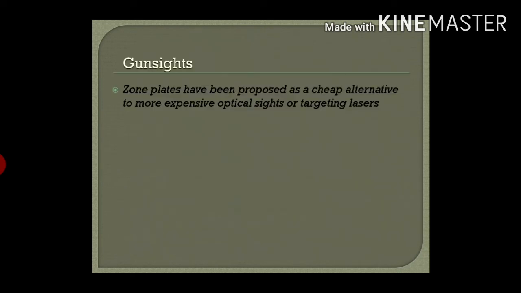The next application is gun sight. Zone plates have been proposed as a cheap alternative to more expensive optical sights or targeting lasers. Zone plates can be used for focusing in the guns.